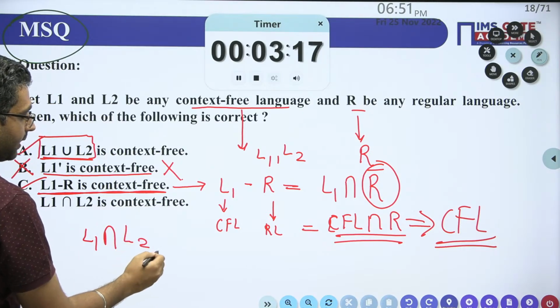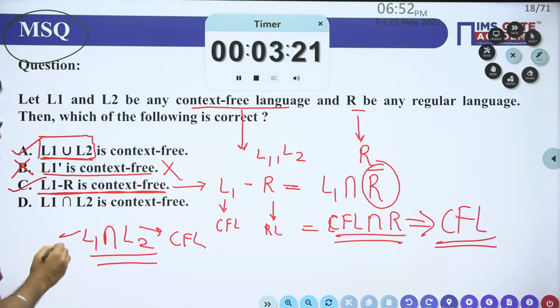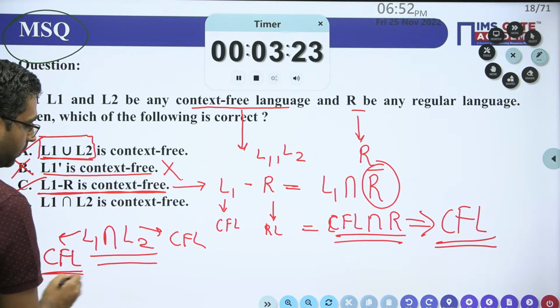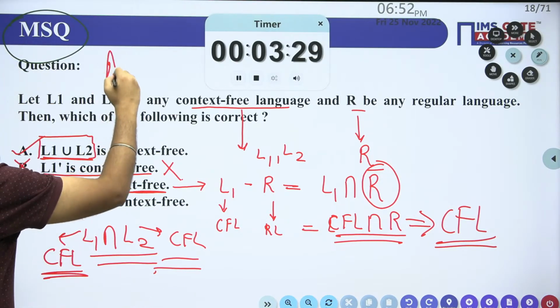We just saw that they are not closed under complements, under intersections. This is a CFL. This is also a CFL. So the language that we get is not closed. Therefore, the answer is A and C.